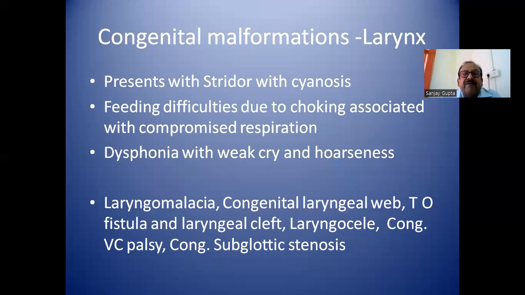The various congenital malformations of larynx presenting with stridor also present with cyanosis. There may be feeding difficulties due to choking associated with compromised respiration. The cry may be weak, with hoarseness and dysphonia. The common conditions, as we have already understood, are laryngomalacia, congenital tracheal stenosis, laryngeal web, tracheoesophageal fistula, laryngeal cleft, laryngocele, congenital vocal cord palsy, and congenital subglottic stenosis.